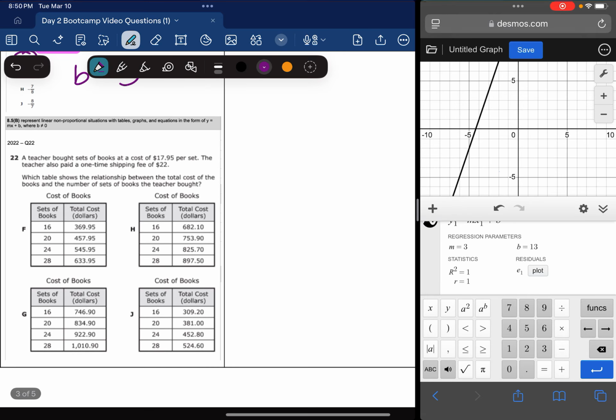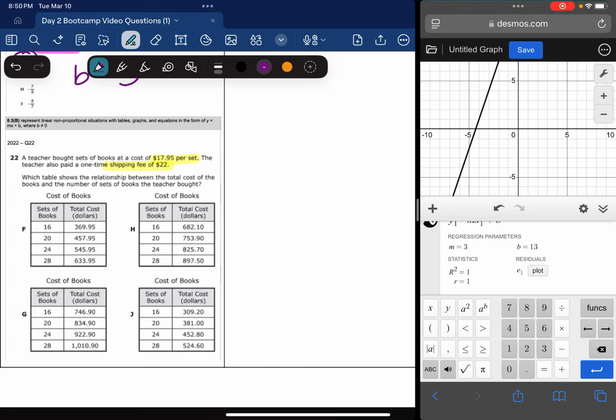Okay, next we have: a teacher bought sets of books at a cost of $17.95 per set. The teacher also paid a one-time shipping fee of $22. Which table shows the relationship between the total cost of the books and the number of sets of books the teacher bought?